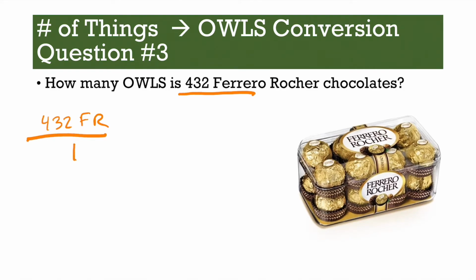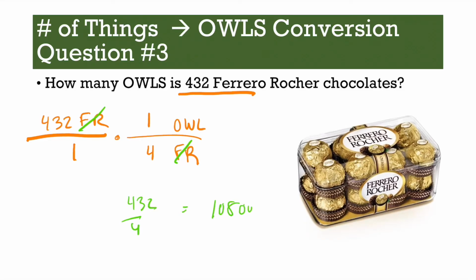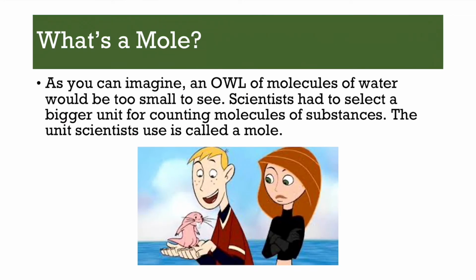That is your given. You put your given over 1. Now you want FR to cancel, so it should go on the bottom. We're looking for owls, so that goes on the top. In 1 owl, there are 4 Ferrero Rocher chocolate balls. And so that cancels out, so we know we set it up correctly. We're left with 432 divided by 4, which gives us 108 owls. Just like that.